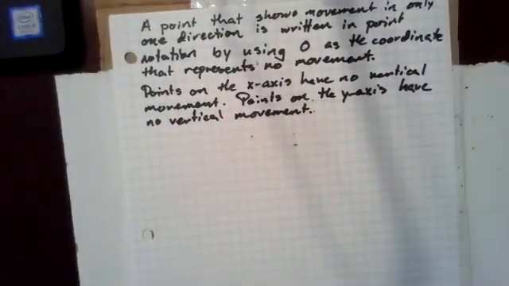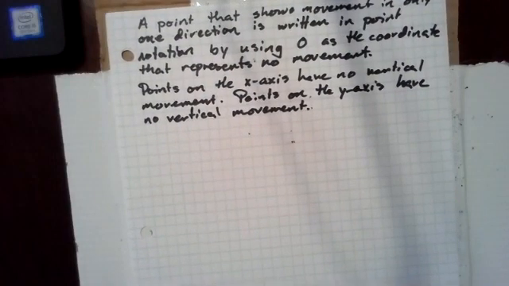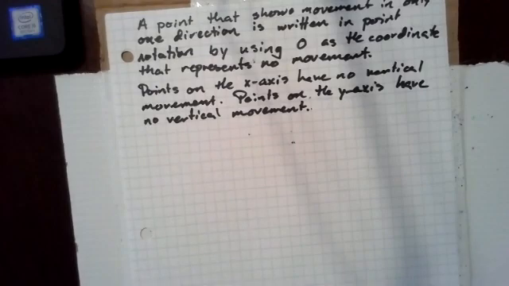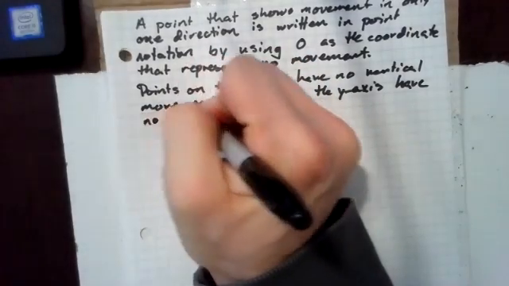A point that shows movement in only one direction is written in point notation by using 0 as the coordinate that represents no movement. Points on the x-axis have no vertical movement, and points on the y-axis have no horizontal movement.